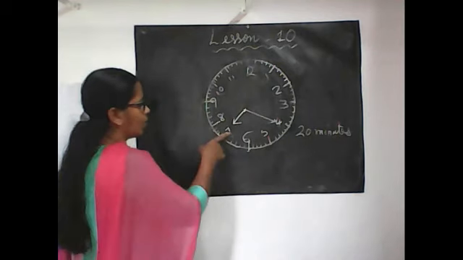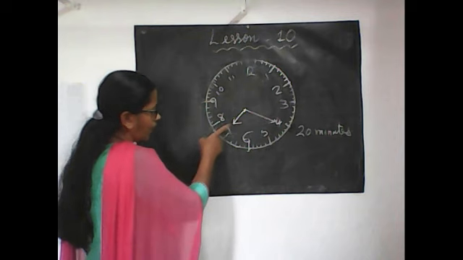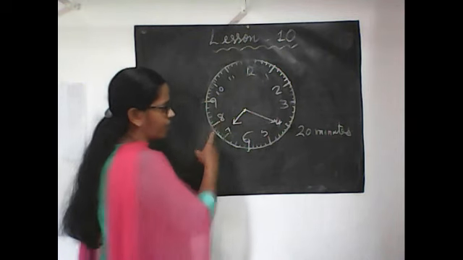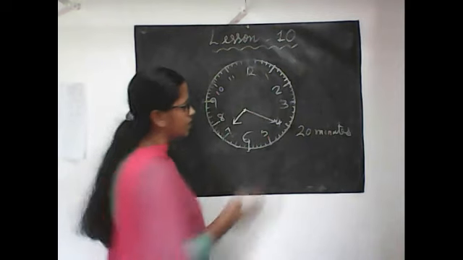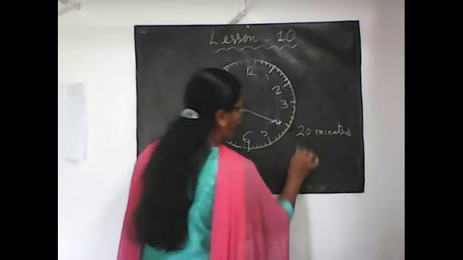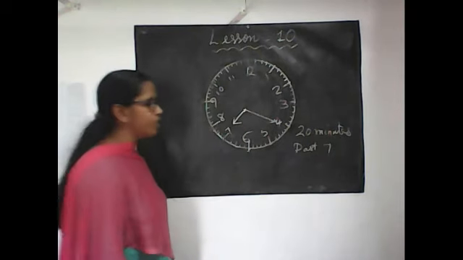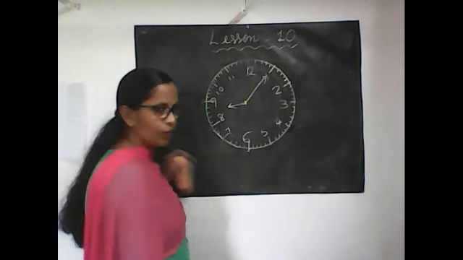Okay, next look at the hour hand. The hour hand is not exactly at 7 or at 8, it is in between. That means 7 is over. That means 20 minutes past 7. 20 minutes past 7. All of you write.